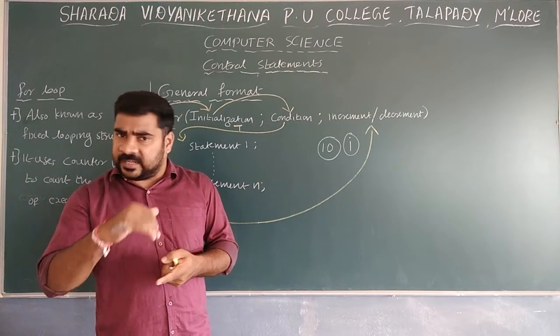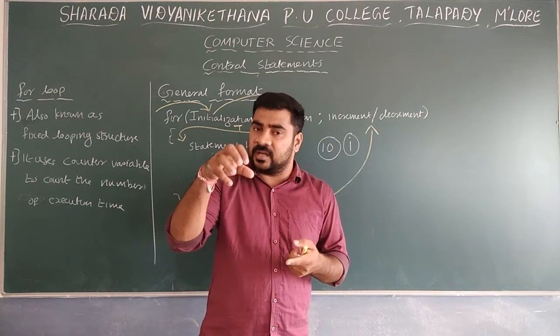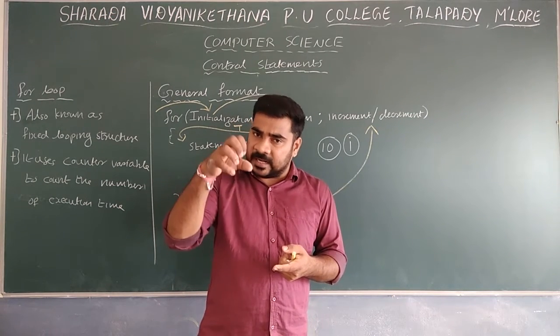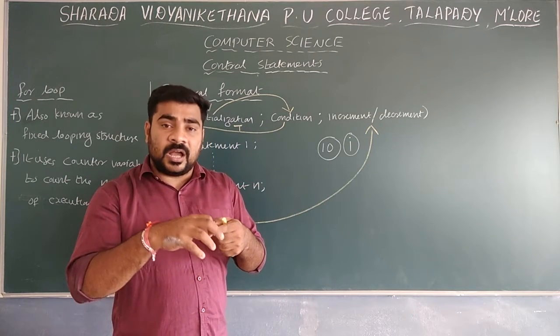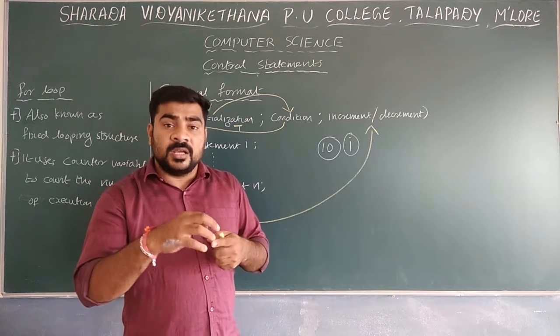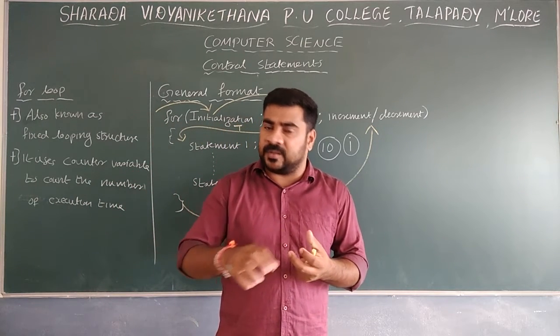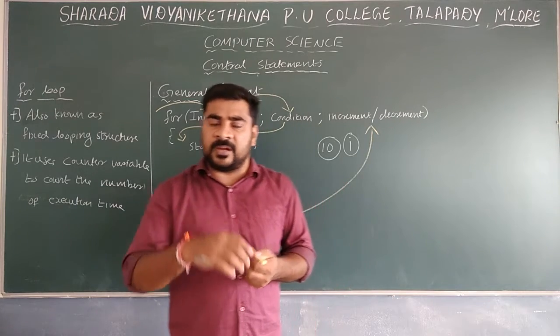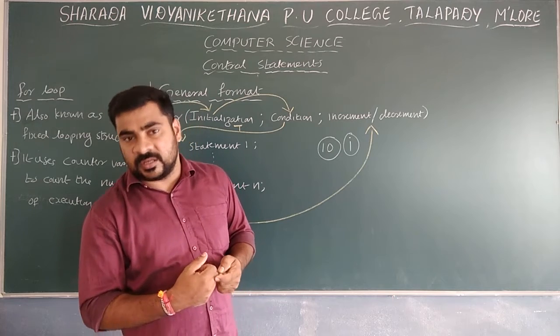Whenever you repeat 10 times, if you give the counter variable as I, or as j, if I take it as I, then I should be incremented. If the first value is 0, next time it should be 1. Then 2, 3, 4, 5, 6, like that it should be incremented. So whenever we are incrementing, we make use of either increment or decrement. Anything you can use.